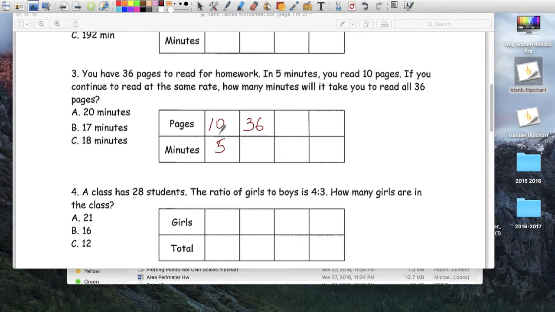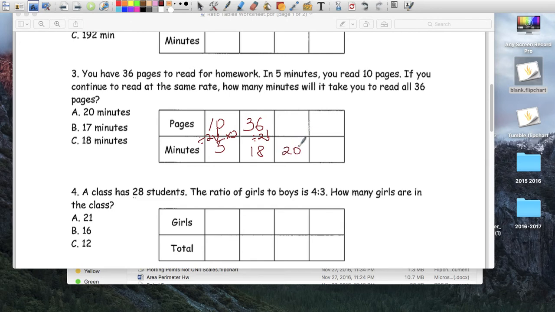There's a relationship up and down. How did the 10 become a 5? Divide by 2, right? 10 divided by 2, 5. So this going down is also going to be divided by 2. And we get 18. So going down is going to be divided by 2. And if the 5 goes to 10, it will be times 2. So if you're going this way, it's divided by 2. If you're going up, it's times 2. So 20 minutes. Let's put 20 minutes here.